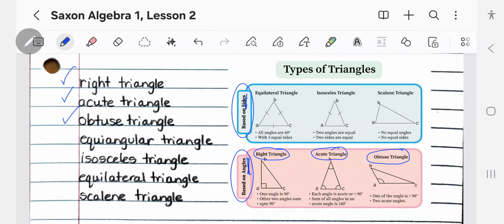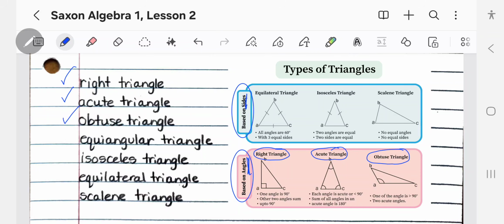So a right triangle has to have one right angle. It can't have more than one right angle. That's impossible. And you can explore that a little bit with GeoGebra and prove it to yourself. An acute triangle is going to have all acute angles. And an obtuse triangle is going to have one obtuse angle. You can't have more than one obtuse angle in a triangle. So that's how you name them, based on their angles.